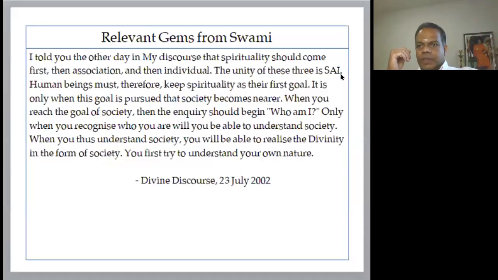One is what we should put first: spirituality, and then the society, and then us. That order is spiritual. But in terms of worldly things, that's the way we should put everything in that order. But in terms of understanding, we should go from us. The individual should understand who he is, then he will understand the society, then he will understand divinity. So this is a factor with Swami in this.